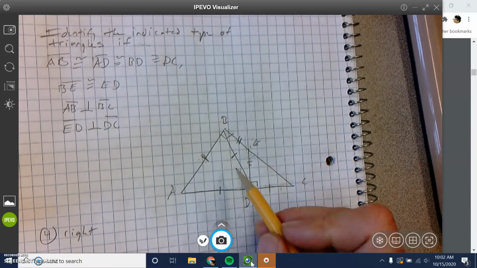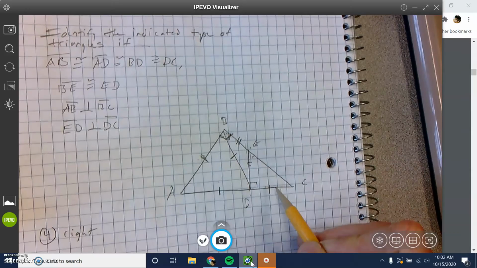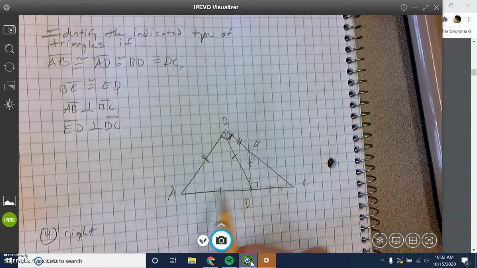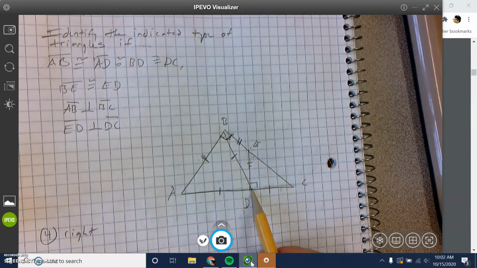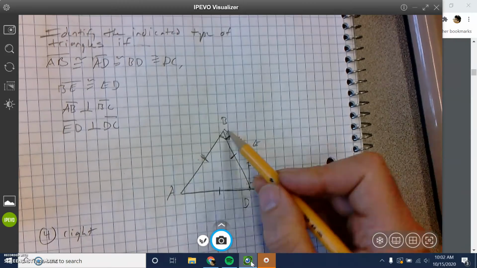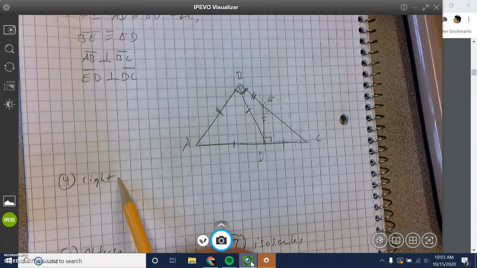All right, AB is perpendicular. Perpendicular means forms a right angle. So there's my right angle there. And also ED is perpendicular to DC, so that means there's another right angle there. All right, so a lot going on here. I see a lot of triangles. So where are the right triangles? That's what I need to find.